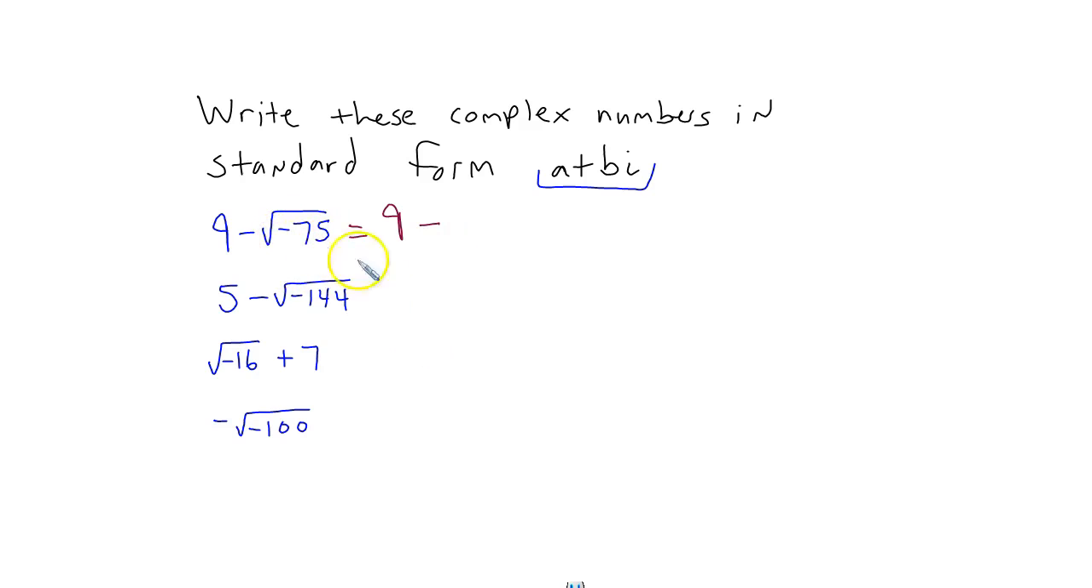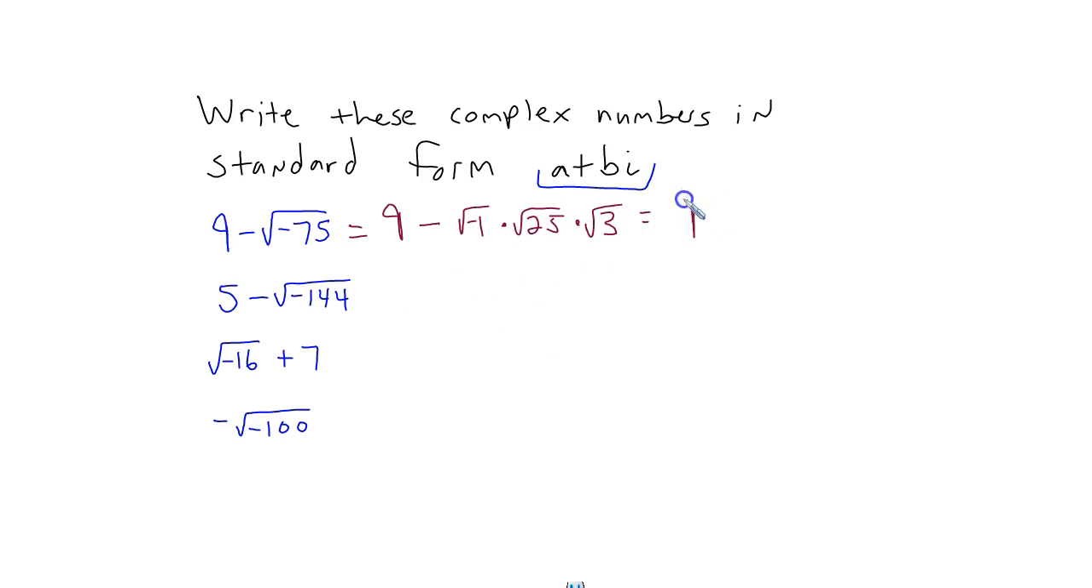But we have to deal with the square root of negative 75. So remember, we want the square root of negative 1 to take care of the negative. We want a perfect square. In this case, it's going to be 25. 25 goes into 75 3 times, and the leftover part is 3. 25 times 3 is 75. This has to be a perfect square.